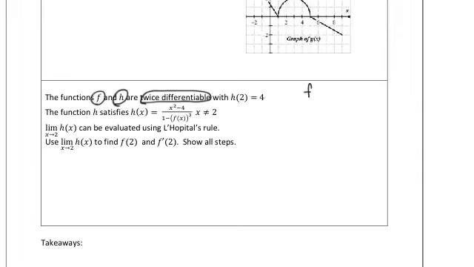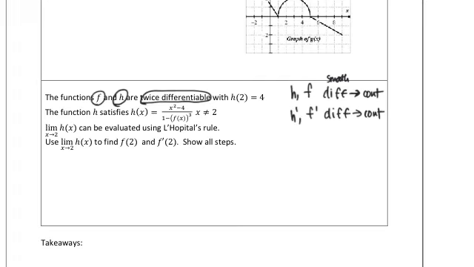So f is differentiable, and then f prime is differentiable. And remember, something being differentiable means it's smooth, and to be smooth, it also has to be continuous. So differentiability implies continuity. So we're saying that both f and f prime are smooth and continuous. And we're saying the same about h and h prime.